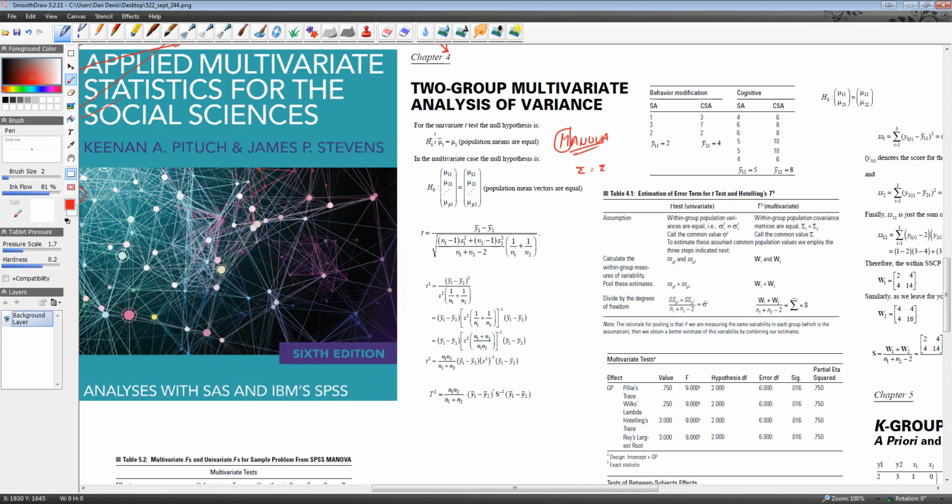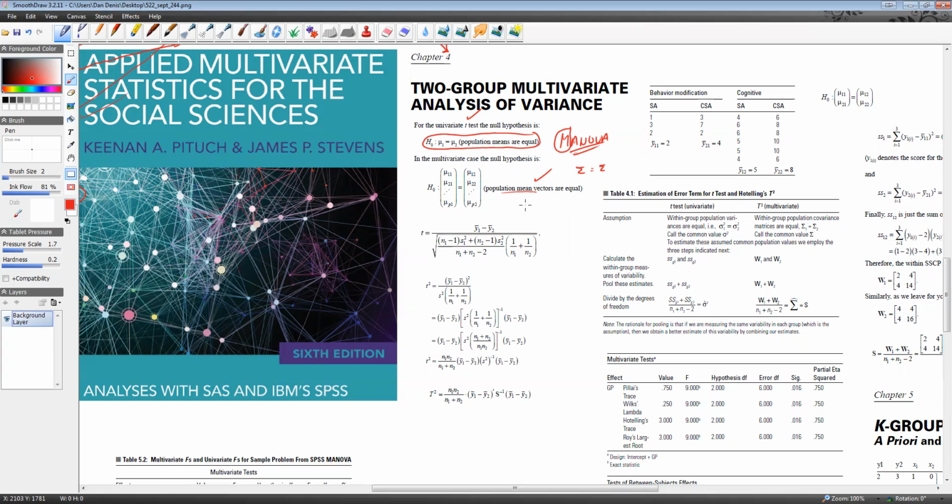We start off with the univariate t. The univariate t is that population means are equal. So that's familiar. There's our univariate t. Now, when we go to the multivariate case, we have this hypothesis under the null hypothesis: that the population mean vectors are equal. Now, why do we need mean vectors?